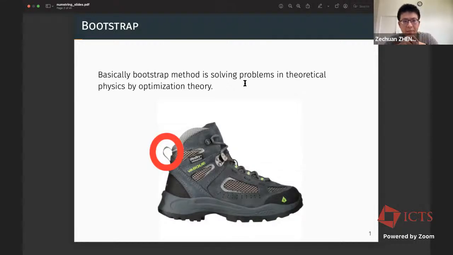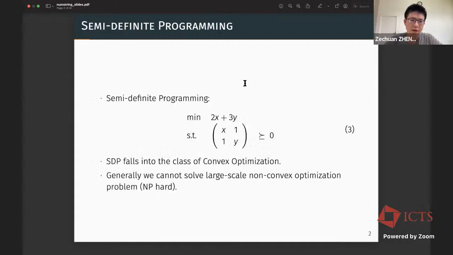Okay, let's begin. The bootstrap method is basically solving problems in theoretical physics by optimization theory. A simple example of optimization theory is semi-definite programming, which we will use many times during this project. That is, we minimize a linear combination of variables subject to linear positive semi-definiteness of a linear matrix. This kind of semi-definite programming, or SDP, falls into the class of convex optimization. Generally, we cannot solve a large-scale non-convex optimization problem. It's like solving a linear system of equations versus a nonlinear system of equations: they are on different levels of complexity. We should keep this in mind because we will see some non-convex things later.